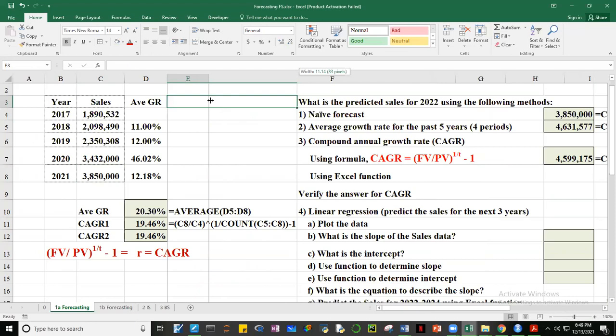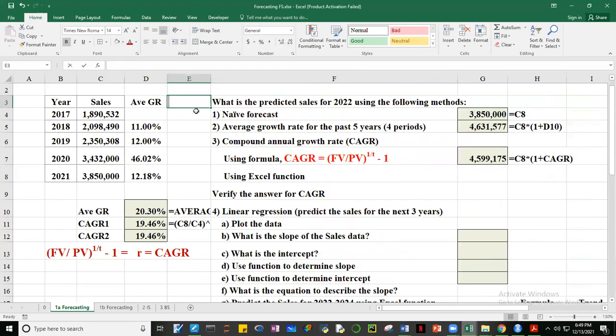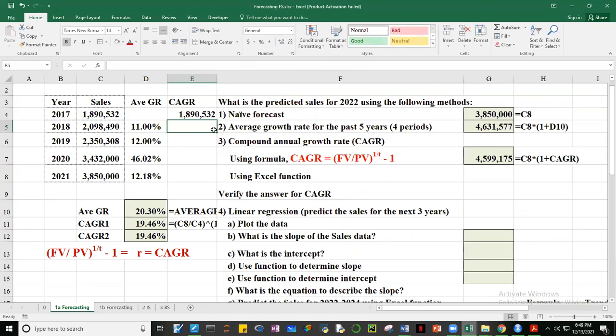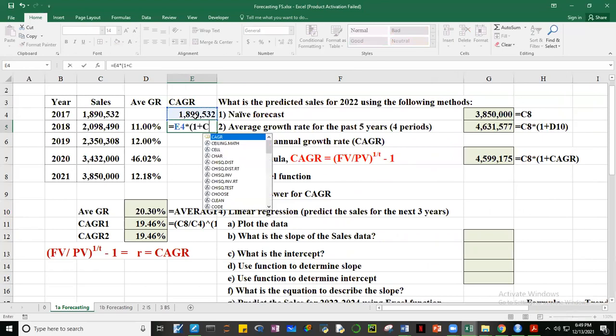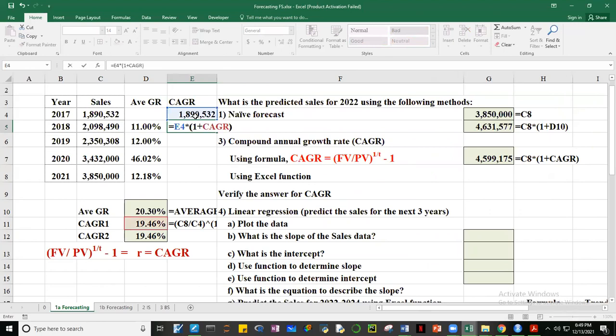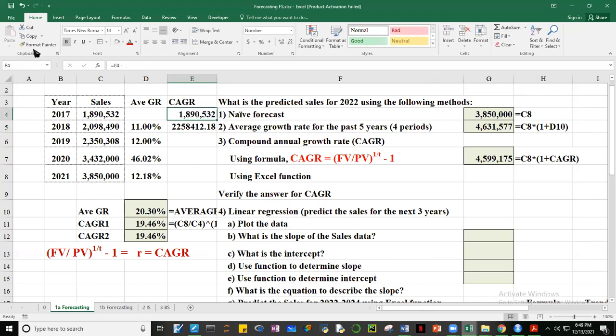Okay, so let's show that here. Let's verify. So CAGR, verify if indeed our CAGR is around 19.46. So we're going to start with 1890.52. Okay, and then we're going to let this grow by, so it's equal to this amount multiplied by 1 plus your CAGR. Okay. So it's the 2017 sales multiplied by the 1 plus the CAGR. Enter. Okay, let me just copy the format of this one.